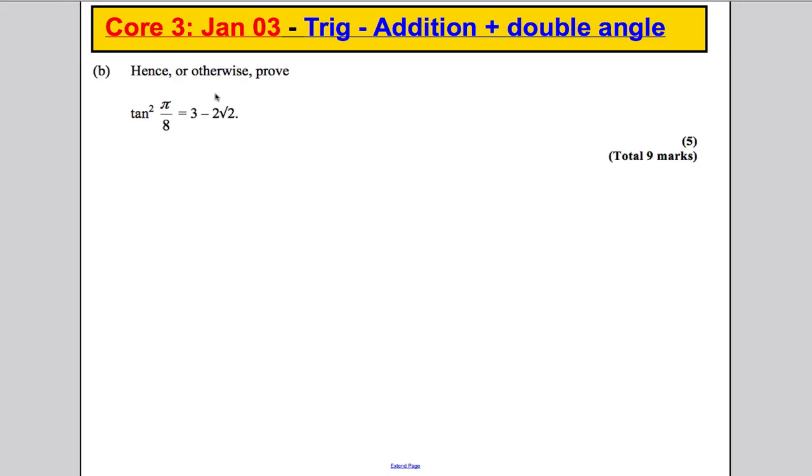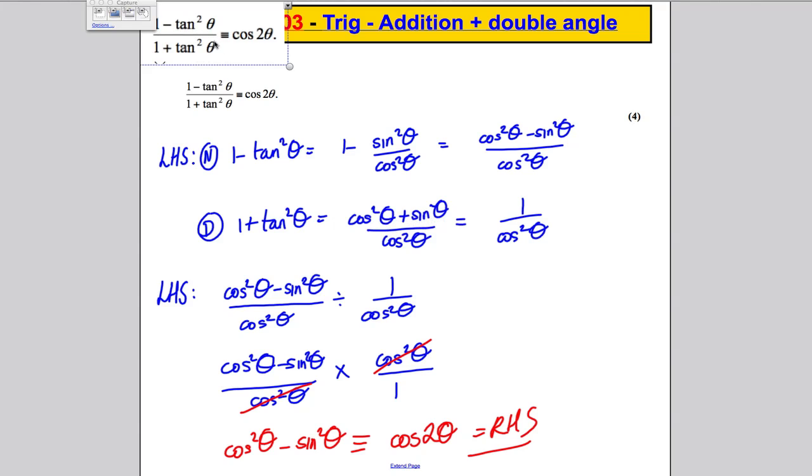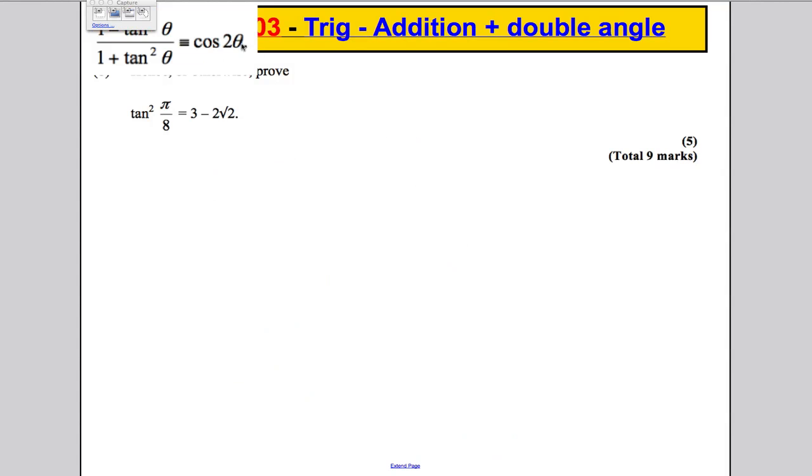B, hence or otherwise prove the following. Okay. We're asked to prove that tan squared pi by 8 is equal to this thing here. How can this help us? What I'm going to do is I'm going to copy this onto the next slide and just see how that might be able to help us.